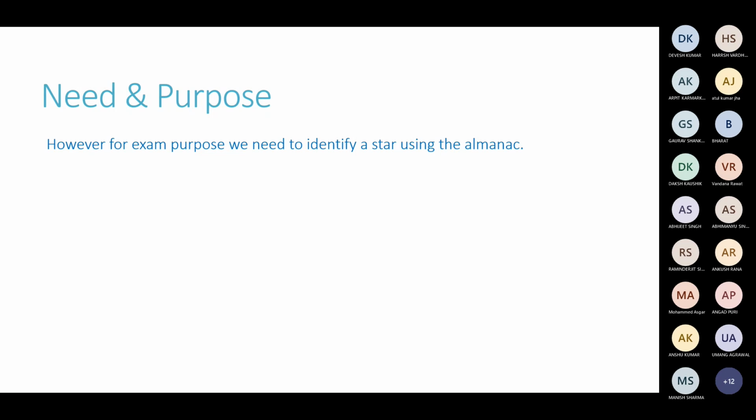Now, when this question comes in our exams related to star identification, we are not given a star finder, nor do we have access to our phones. So for examination purposes, we will need to identify the star using the almanac information only. So we are now going to see how to identify a particular star which has been used by the navigator for sight taking using the almanac data.